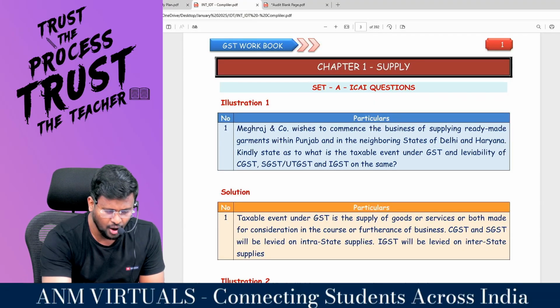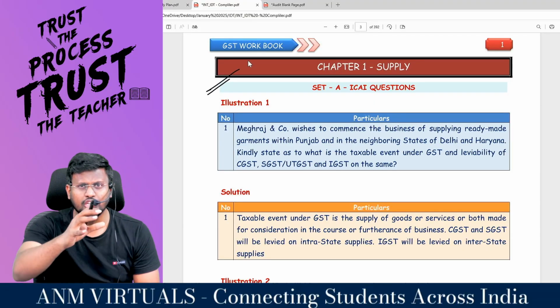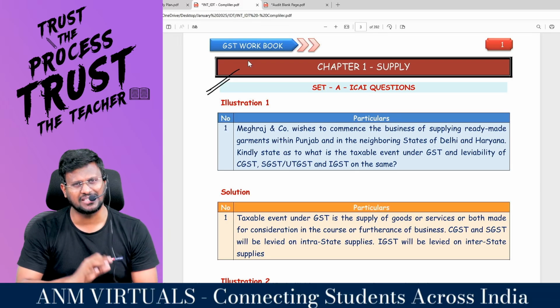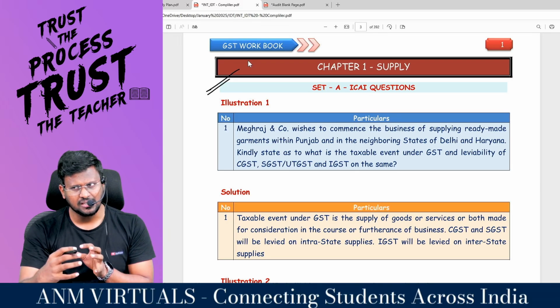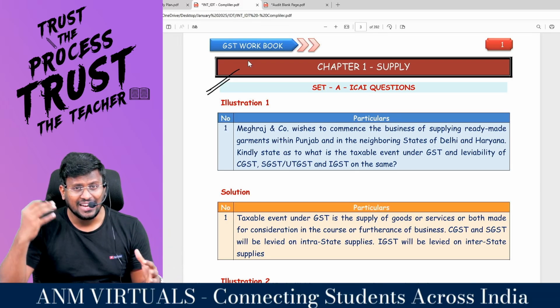In Set A, all the ICA illustrations have been consolidated in one place. Because the ICA illustrations are scattered here and there, sir.